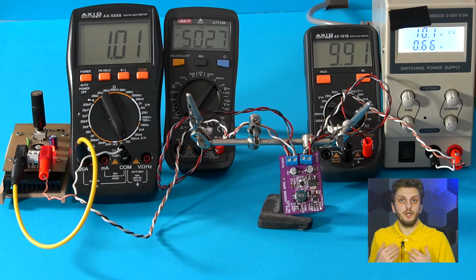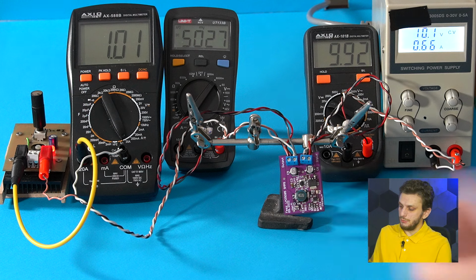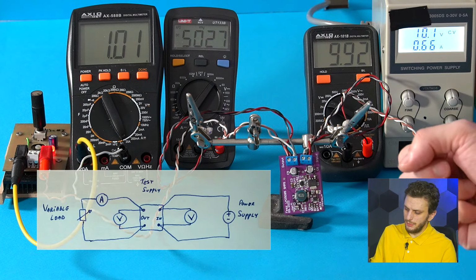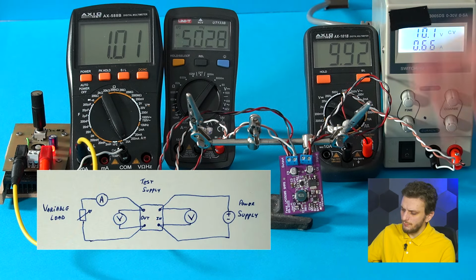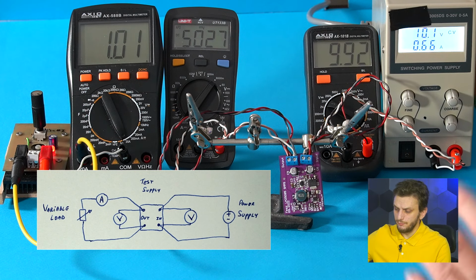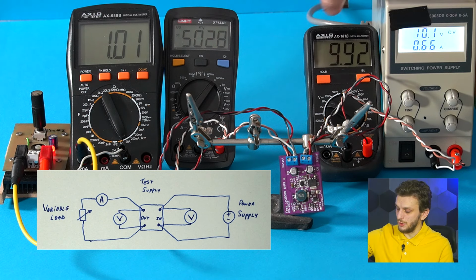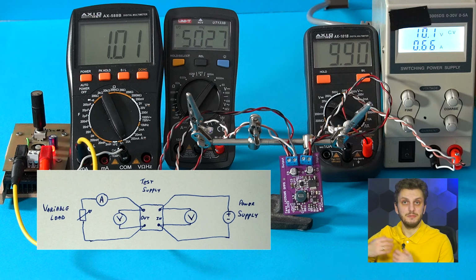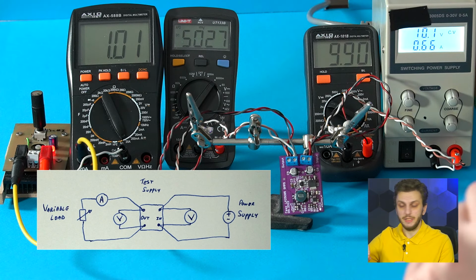Now, verifying the output accuracy can be done with relative ease, and to highlight this, I prepared the setup. So I have a test power supply from an older video, and to measure it, first of all you need to monitor the input and output voltage, and it's important to mention that the monitoring needs to be done at the supply terminal, so not somewhere on the line.